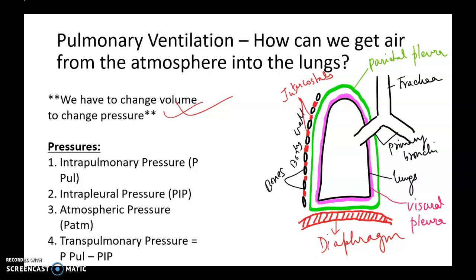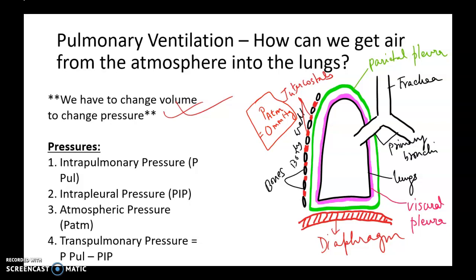Outside the thoracic cavity in the environment, we have atmospheric pressure, right? So we denote that as PATM. Now, usually people denote it as 760 millimeter of mercury. Some also record the pressure based on the pressure of water, so we say centimeters of water, but in physiology, we consider the atmospheric pressure to be 0. So we will just say 0 millimeter of mercury. That's the atmospheric pressure. Okay.